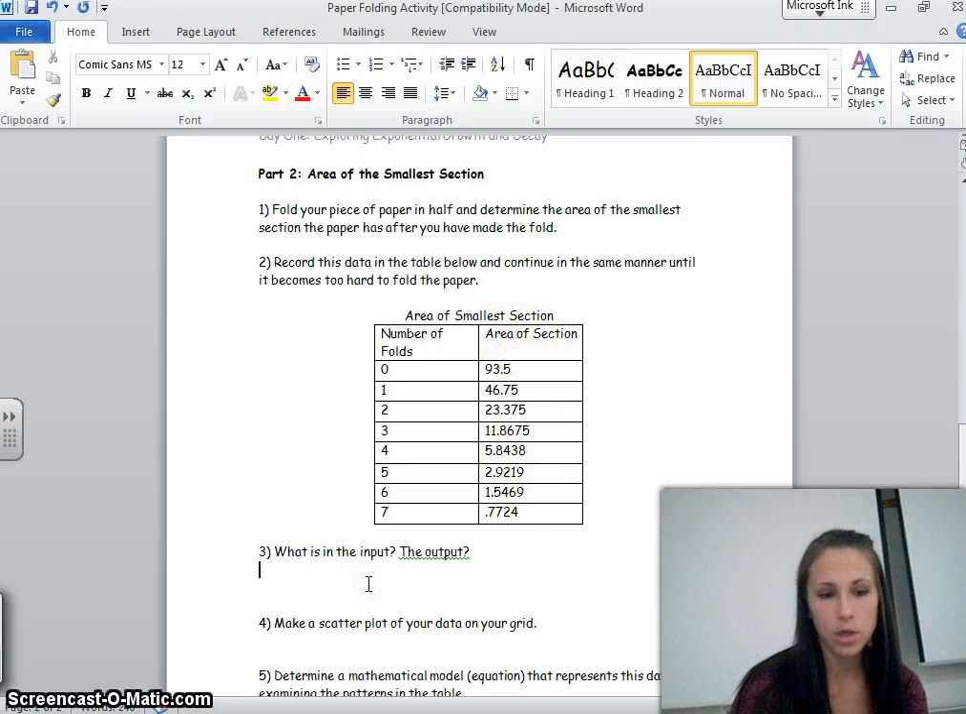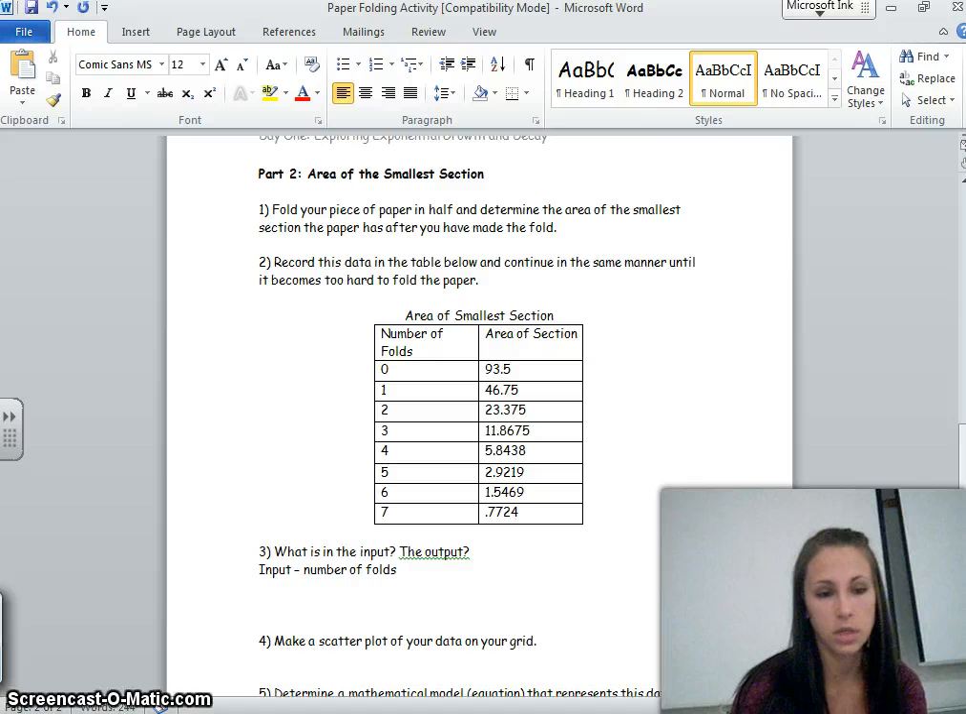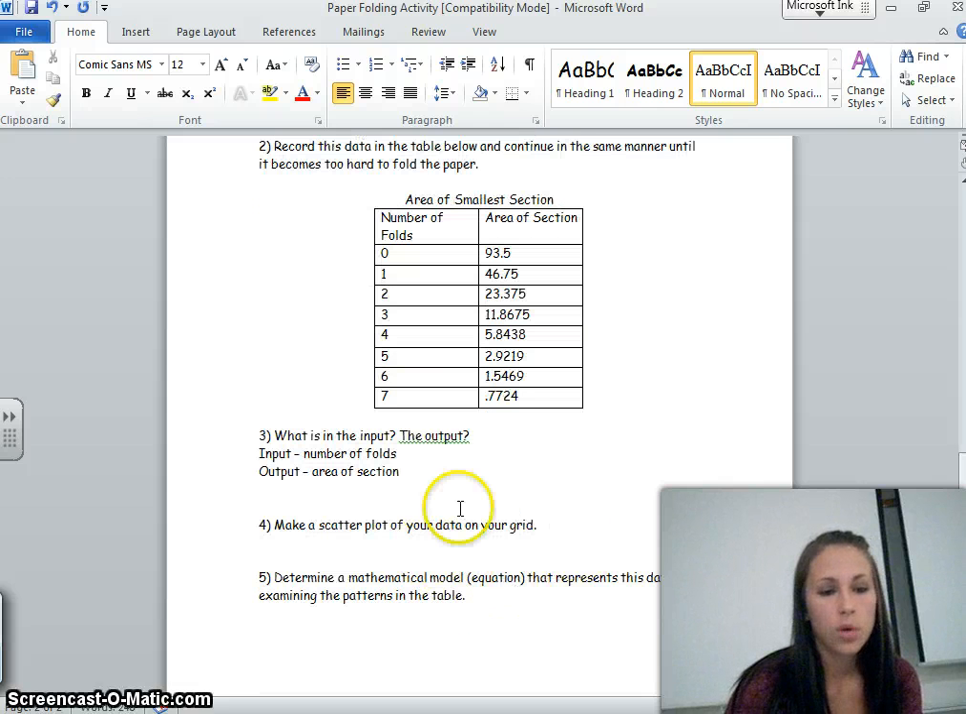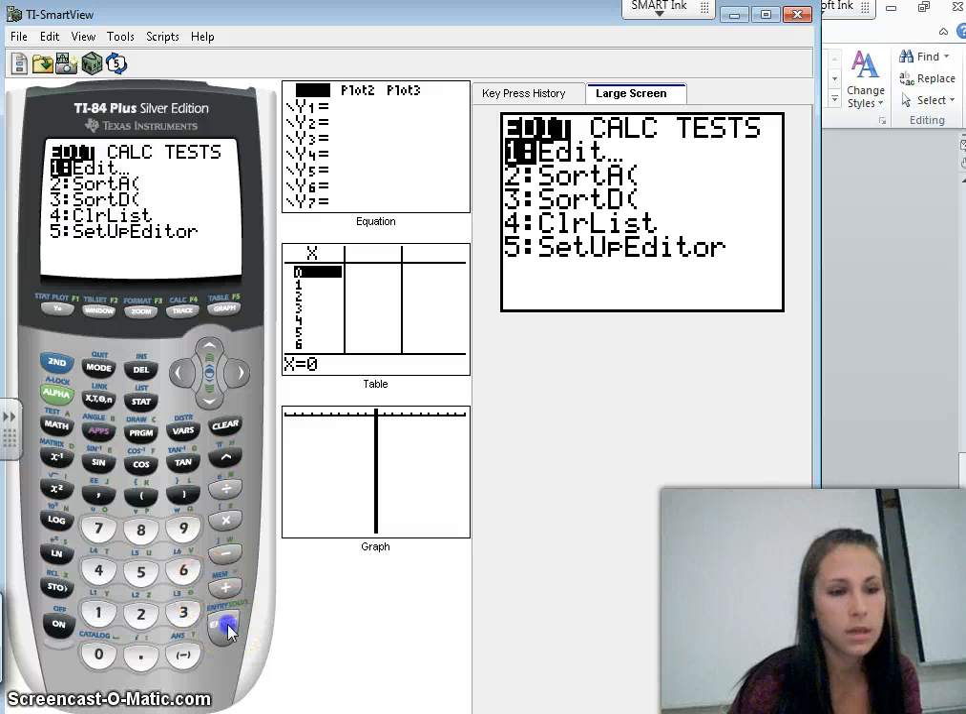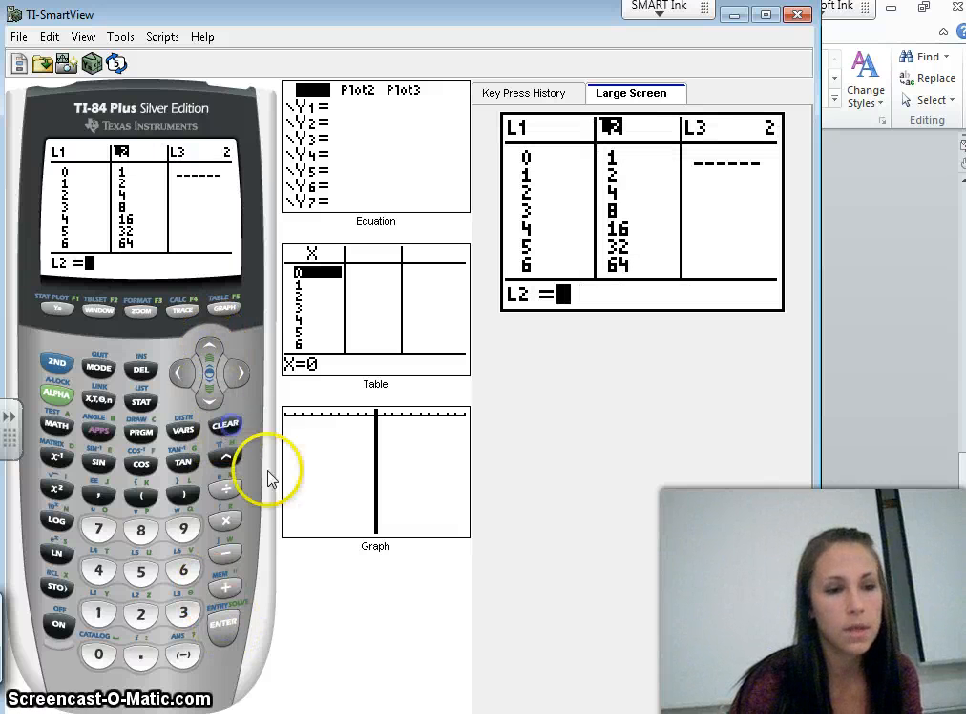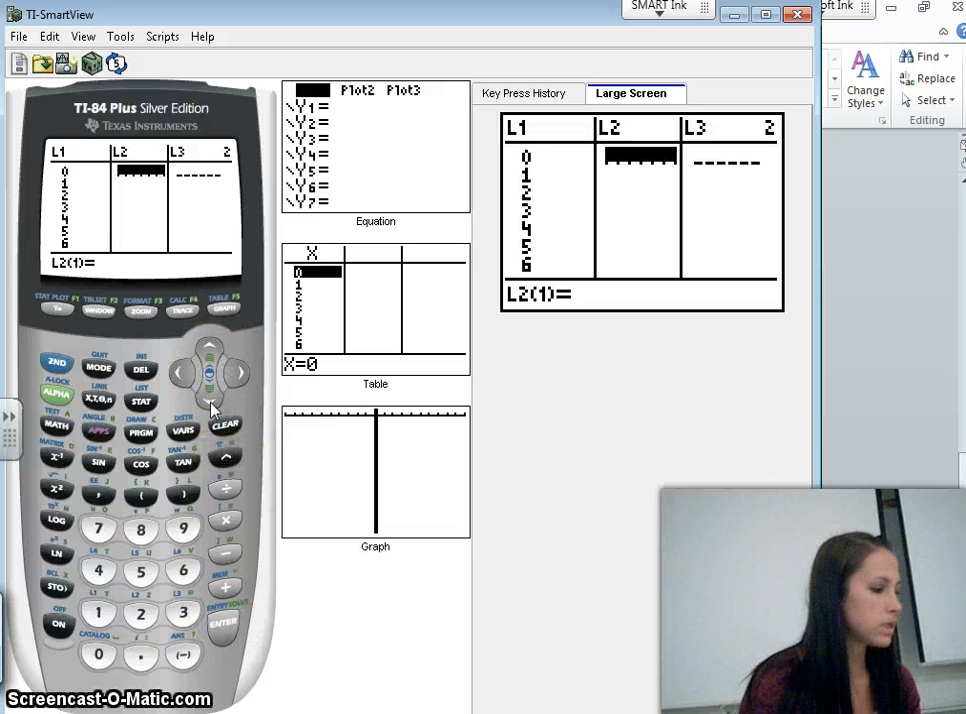And so the input on this is still going to be the number of folds. That's the one that doesn't depend on anything. The output on this is going to be the area of the section. And so we're going to make a scatter plot and determine a mathematical model the same way that we did on our last one. So I'm going to make my scatter plot by plugging in my data. So I'm going to go back to my lists and edit them. So I'm going to clear that one out. The list one stayed the same.